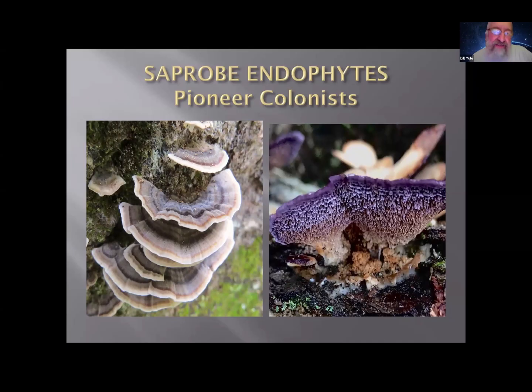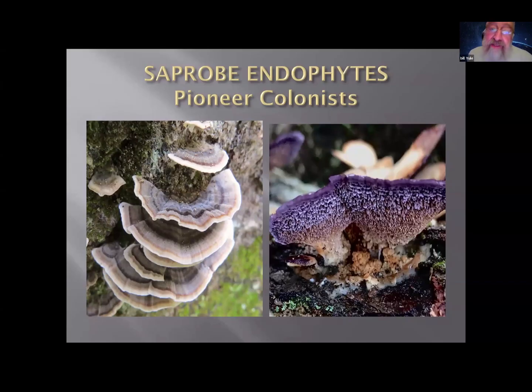And the idea here is that turkey tail and trichaptum and lots of those early colonists live inside of the living tree undetected. There we call them endophytes. And endophytes have all kinds of purposes. Some of them are just lying in wait. They're waiting for the tree to die, or they're waiting for the branch to get broken off in a hurricane.